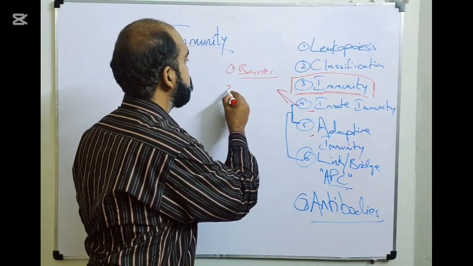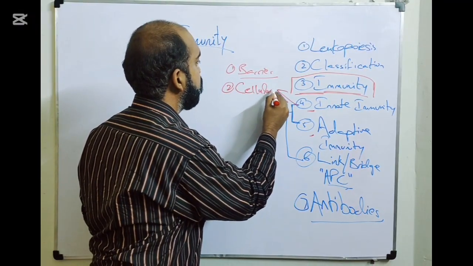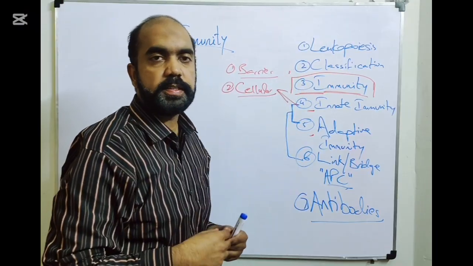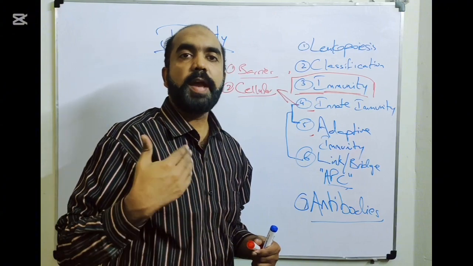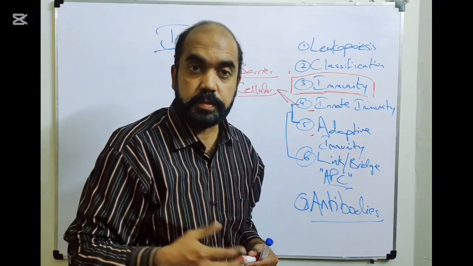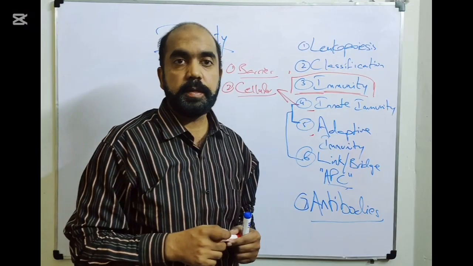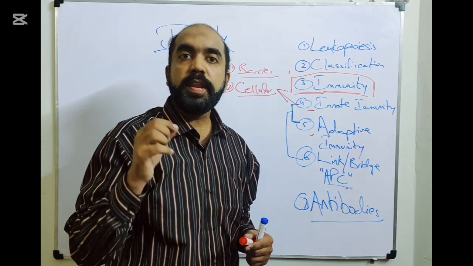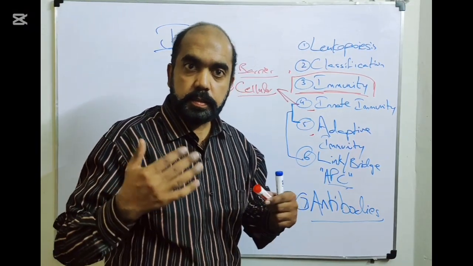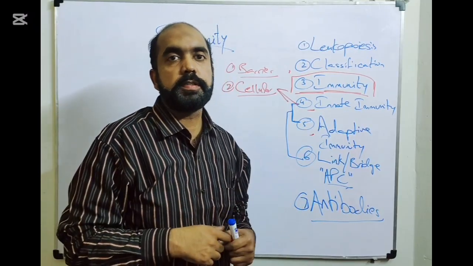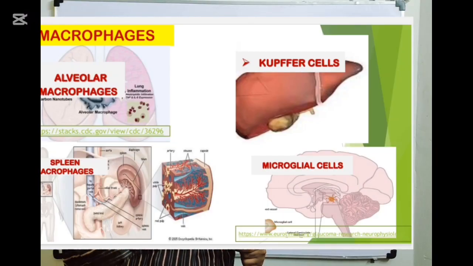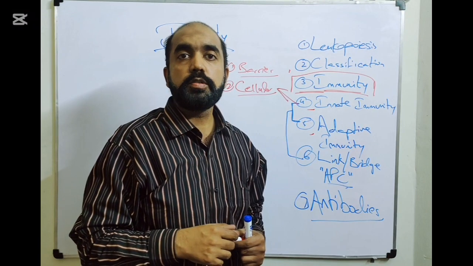The second part is the cellular component. There are certain white blood cells, as already discussed, which are part of the innate immunity: neutrophils, then macrophages, then natural killer cells. Whenever a microorganism gets inside the body or tries to invade any organ, there are already certain macrophages inside the organ. For example, in the liver they are known as Kupffer cells. In lungs they are known as alveolar macrophages. We have microglial cells in the nervous system. So they try to protect.